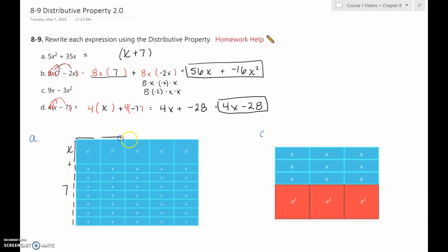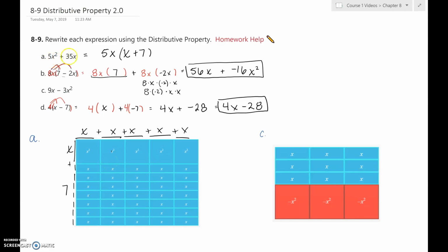And then what is this length here? Well, this length here is x plus x plus x plus x plus x. So this ends up being 5x. So it's 5x times x plus 7. And x times x is x squared. X times 1 will give me x. So if I multiply these all out, I will get this collection of tiles.